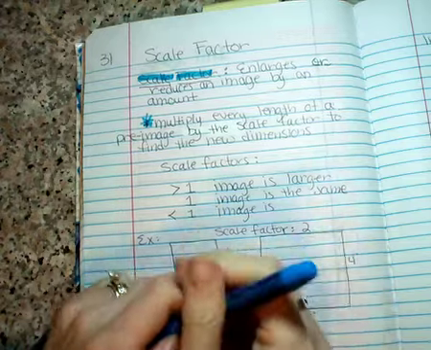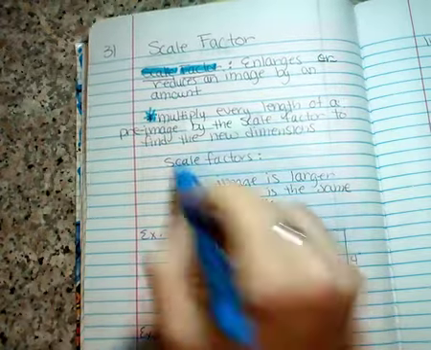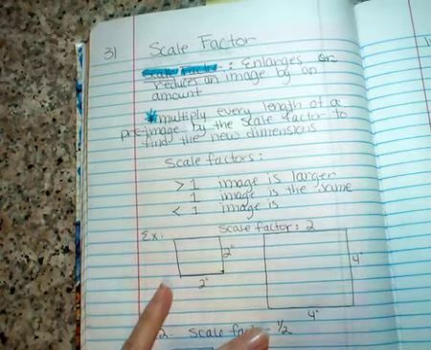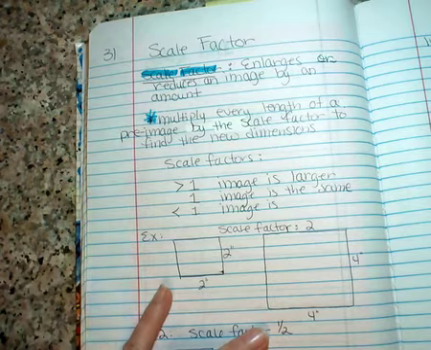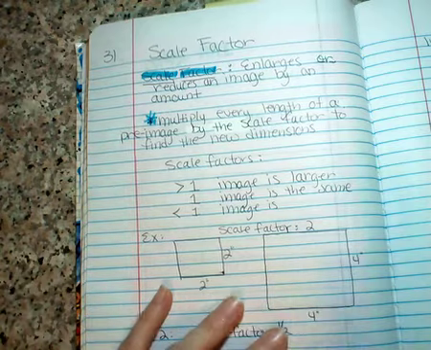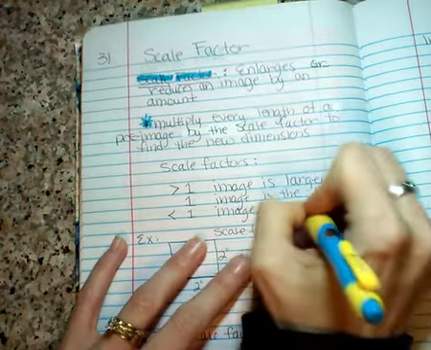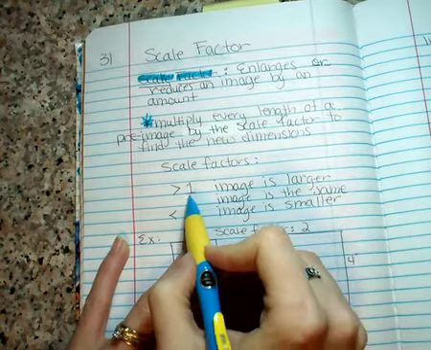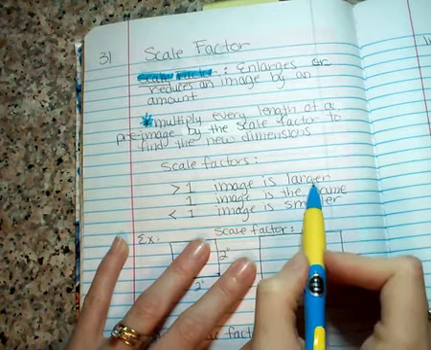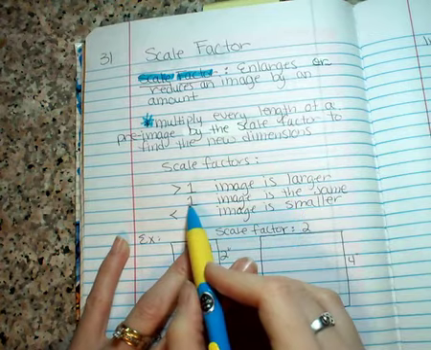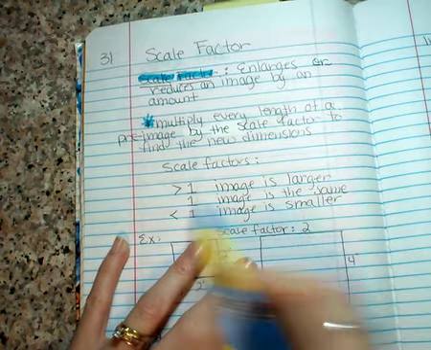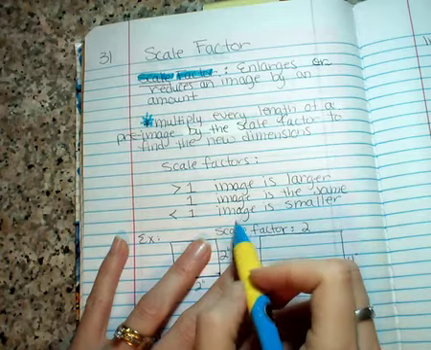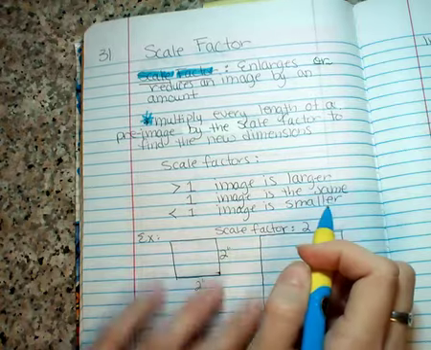And in class we talked about the fact that when we had scale factors, we could decide right away whether the image would get larger, stay the same, or be smaller. I realize I just left out a word here. All right, so if the scale factor is greater than 1, then the image is going to be larger. If the scale factor is equal to 1, then the image stays the same. And if the scale factor is less than 1, the image is smaller.